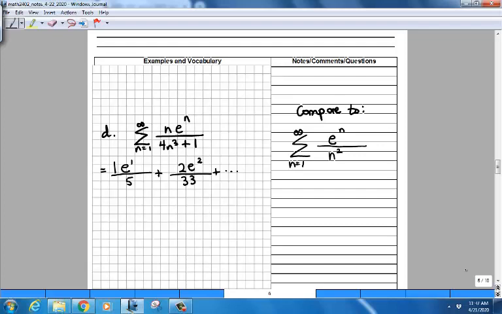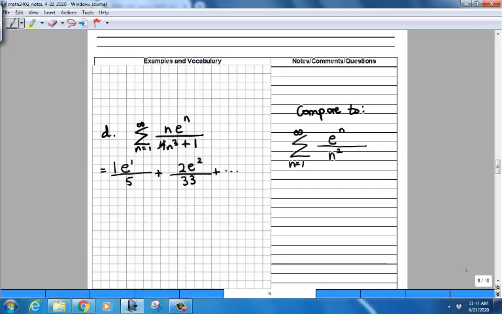Okay. So here's how I'm going to try to simplify the terms of this series. First, as I mentioned in the prior examples, as n gets really large, n cubed is going to be huge.